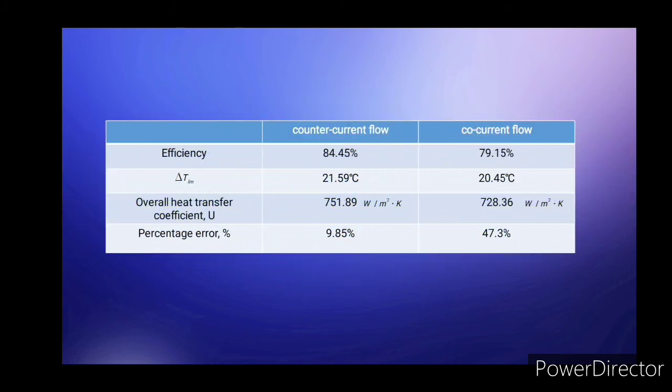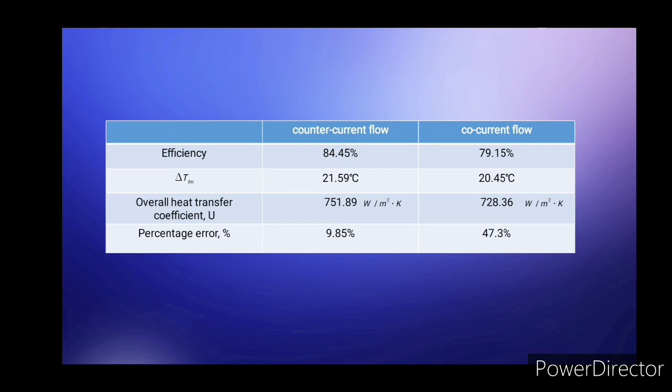Data table from experiment shows the efficiency of countercurrent flow is higher than co-current flow. Hence, log mean temperature difference for countercurrent flow is also higher than co-current flow. The higher the log mean temperature difference value, the lower the area for heat exchanger needed.